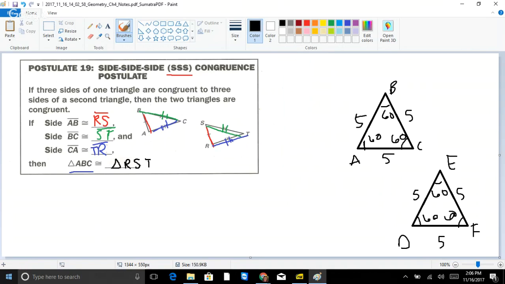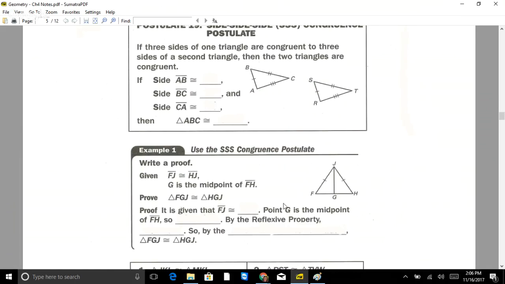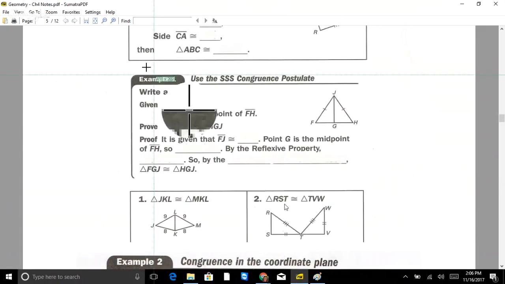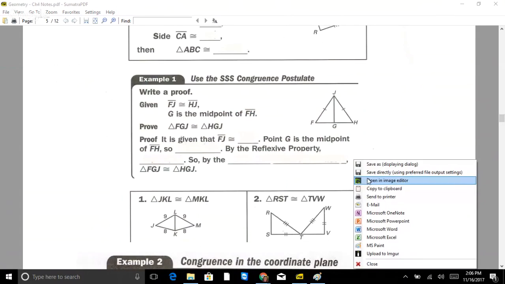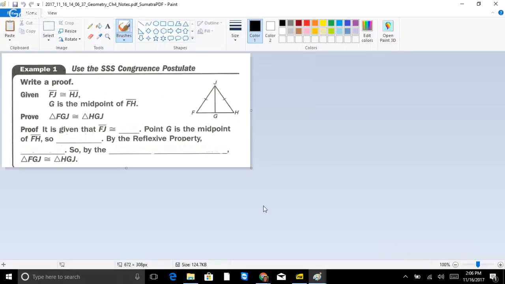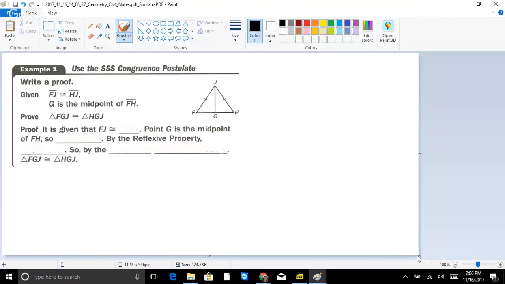Okay, so we're going to do a couple examples with this. The first one's kind of a proof. Not too hard, though. Okay. All right, so kind of a little proof, and we're going to use, obviously, our new postulate that we did. So we are given the information that side FJ is congruent to side HJ. So it's actually marked. We have a diagram right here, right? We have a nice little picture.